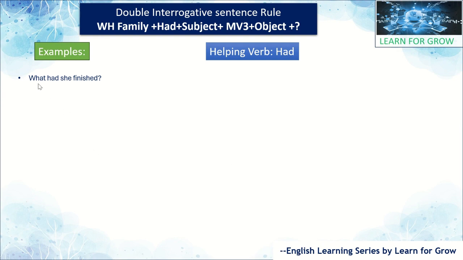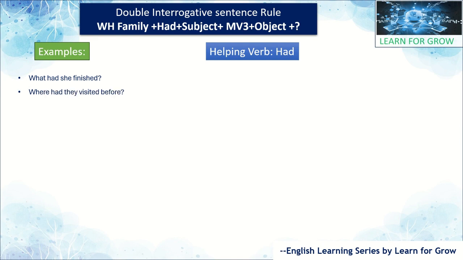As you know, what is a WH family word, because what, when, why, how, we use when we are asking. As we studied about the double interrogative, we are using two questions here. What had she finished? Okay, what is the first? She finished. WH words start with W, most of the words. Here we are using the first WH family word. After that, had is a helping verb. She is a subject. Finished is the third form of the main verb. Right? All right, guys. Let's have another example.